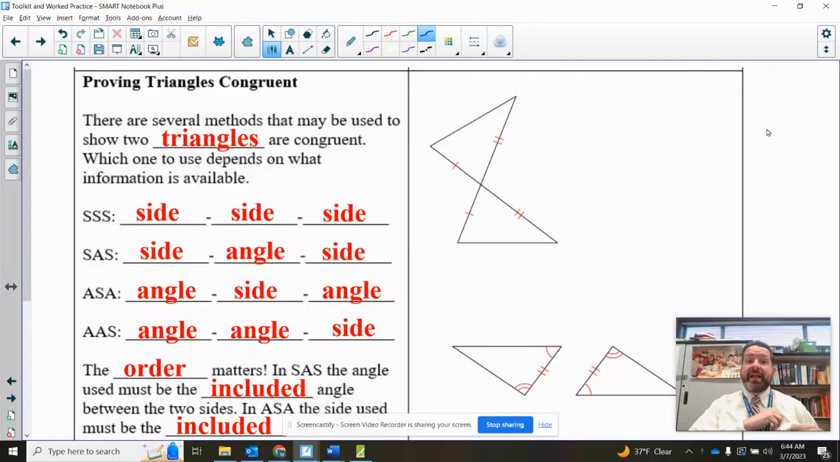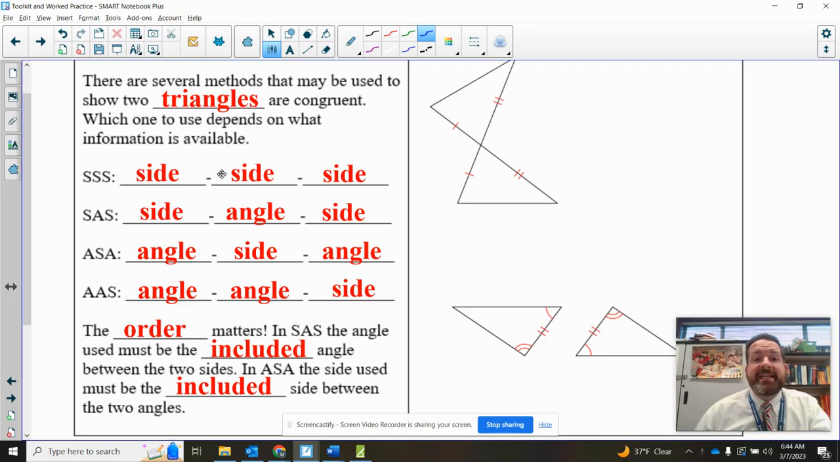Focusing on triangle congruency, these are the methods that you saw in the lesson can be used to prove that two triangles are congruent. So we've got SSS, side, side, side, SAS, side, angle, side, ASA, angle, side, angle, and AAS, angle, angle, side. Reminding you again that the order matters.